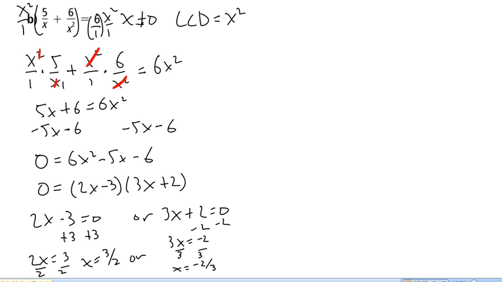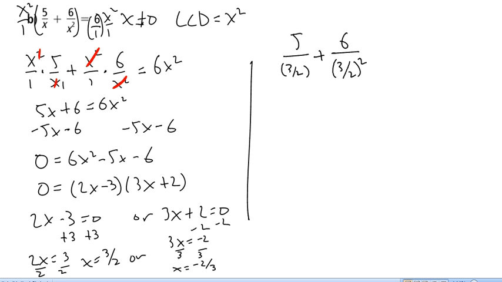Alright, now we have to verify our solutions. To make sure that our checks aren't harder than the question, I'm going to let you guys use decimals on these. So let's have a look here. Let's plug 3 over 2 into our original equation. So we end up with 5 over 3 over 2, plus 6 over 3 over 2 squared, and that should equal 6. And if you punch that into your calculator, you should get 3.3 repeating plus 2.6 repeating equals 6, which is true.